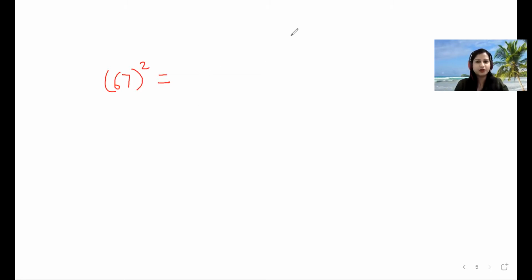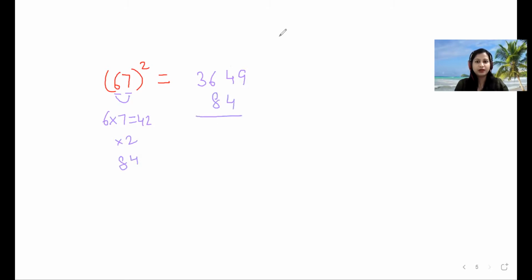Okay, let's solve this one. Let's do 7 square, 49, 6 square, 36. Multiply the digits: 6 times 7 would be 42, and 42 multiplied by 2 would be 84. This we are going to write in the middle.